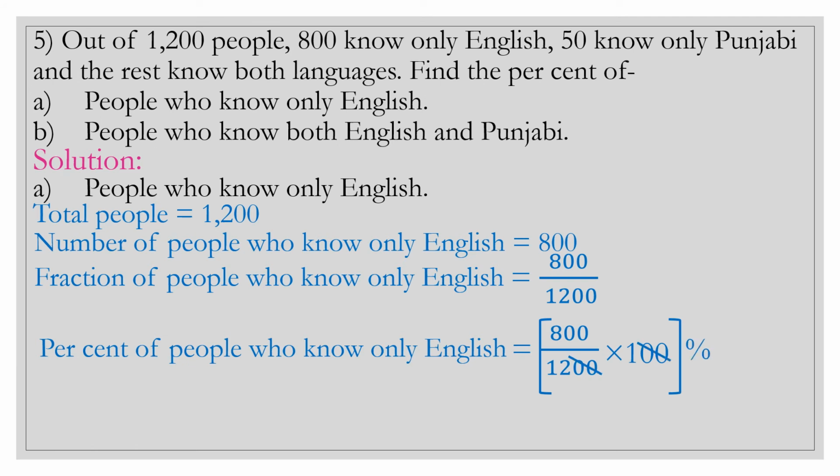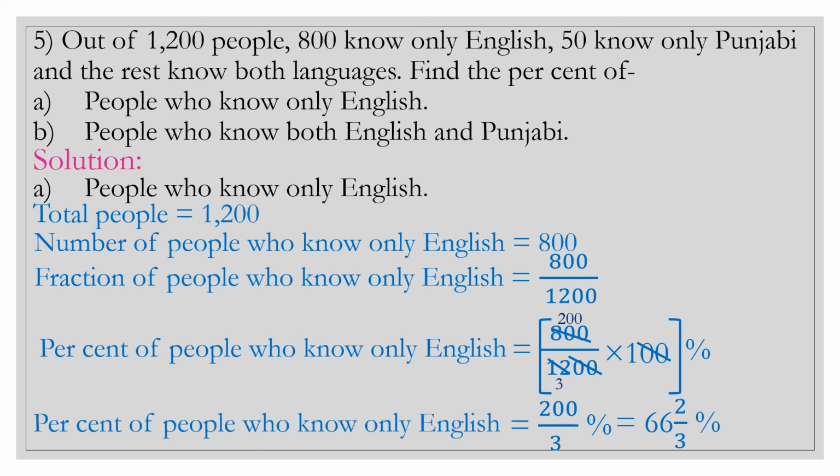Cut 20 by 20. See, 12 and 800 both are divisible by the same digit 4. So divide. 4 3s are 12 and 4 200s are 800. Now it cannot be further divisible. So we get 200 upon 3 percentage. If we divide 200 by 3, we get 66 2 upon 3 percentage. So percentage of people who know only English is equal to 66 2 upon 3 percentage.